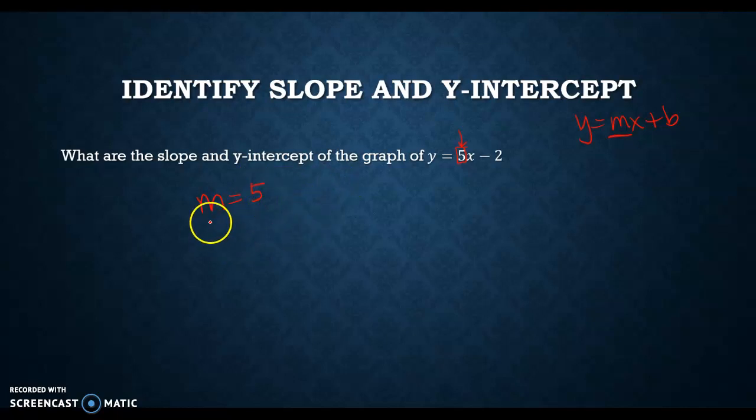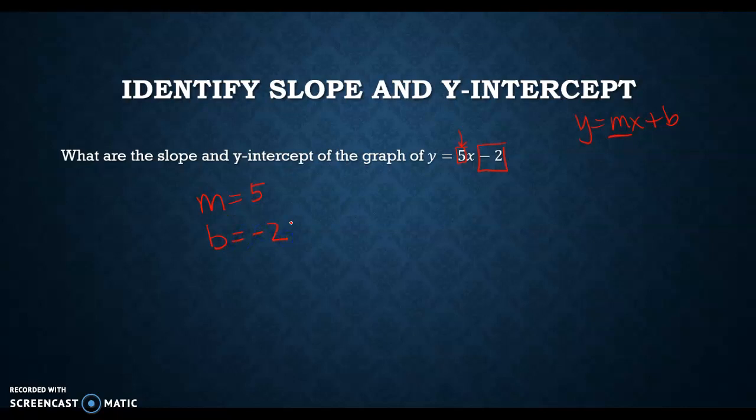And then when I go to get my b, my y-intercept, I look at the sign in front of it, this whole thing. The sign in front is the value of that 2. And so we read it 5x minus 2, but that minus 2 is the same as negative 2. So my b, my y-intercept, is negative 2.